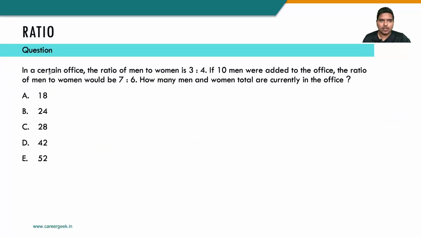We'll solve one more question. In a certain office, the ratio of men to women is 3:4. So let's say the current ratio is men and women, so I'll take the values as 3k and 4k. That's the first thing I'll always do. If 10 men were added to the office, so this is a hypothetical situation, the number of men would be 3k plus 10, and women are still the same. So the ratio of this would be 7:6.